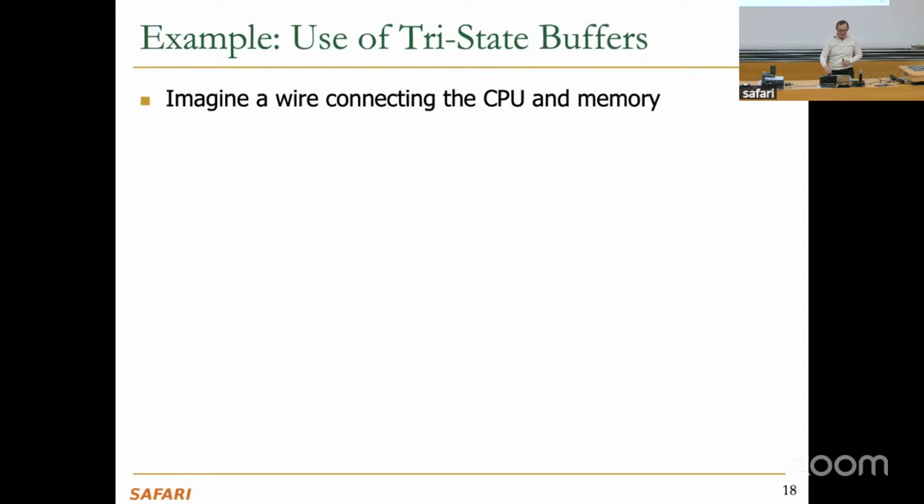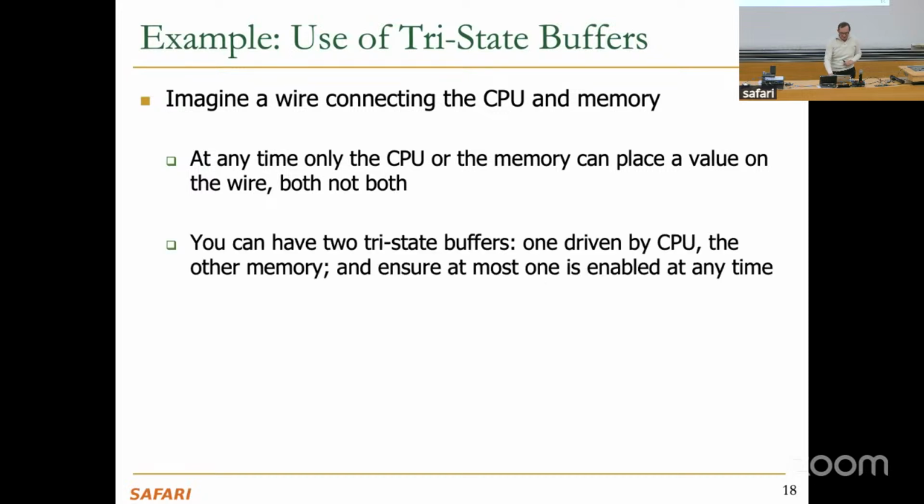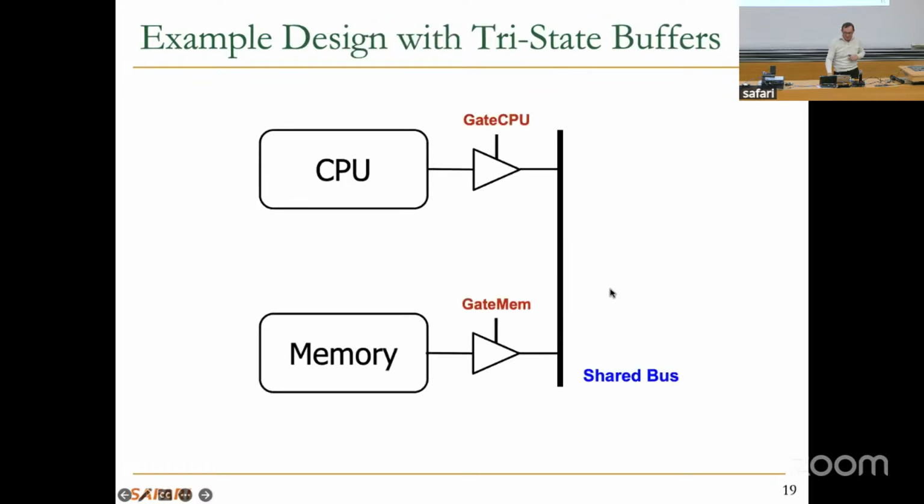Now let's imagine a wire connecting to a CPU and memory. These are big blocks that we're going to think about. At any time, only the CPU or memory can place a value on the wire, but not both. If they both place a value, then there's a collision on the wire, and you'll get a short circuit. You can have two tri-state buffers, one driven by the CPU and another driven by the memory, and they're both connected to the same wire, let's call it a bus. And you ensure with your control logic that at most one is enabled at any time. So this is one example.